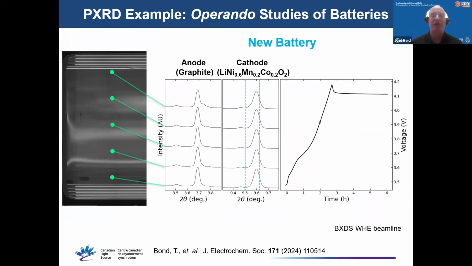Here are 5 locations in the new battery, and you can see that the behavior during charging is virtually identical at each location. The peak widths and shifts are uniform across locations for both the anode and the cathode peaks that are illustrated here.